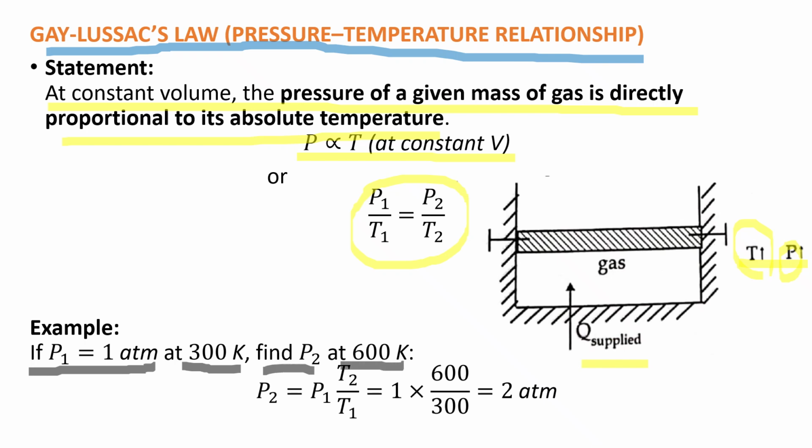So P2 equals P1 into T2 divided by T1. So P1 is 1 atmosphere, this is 600, this is 300 Kelvin. So what you will observe is that pressure also increases with increase in the temperature. This is the Gay-Lussac law, what we had discussed.